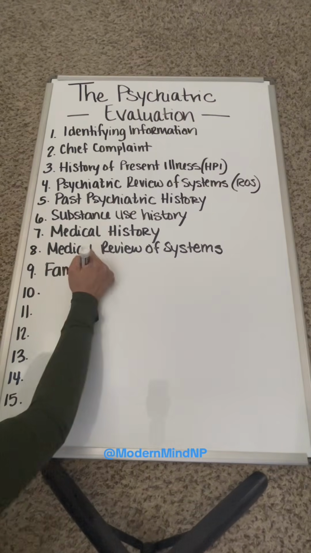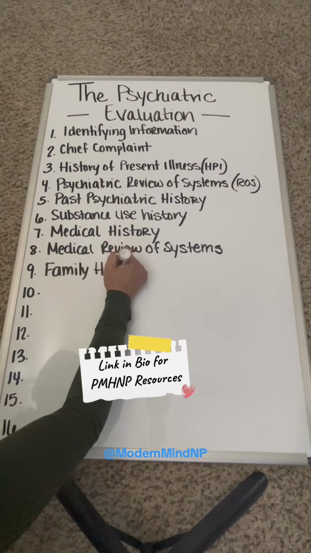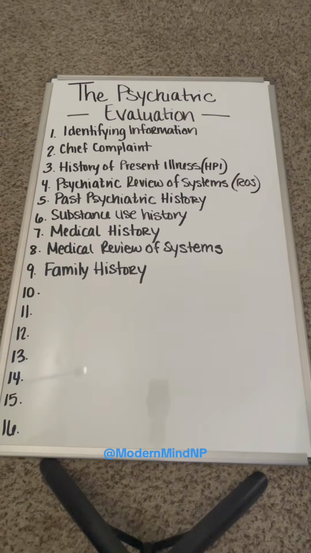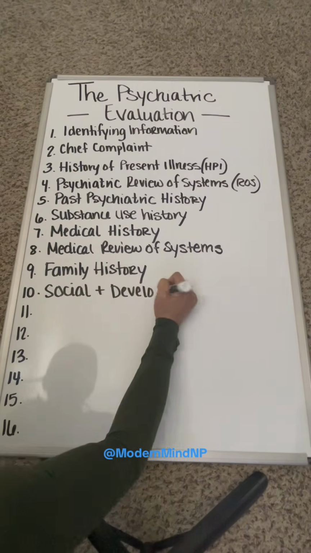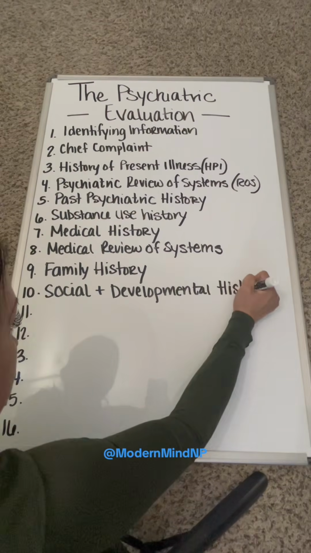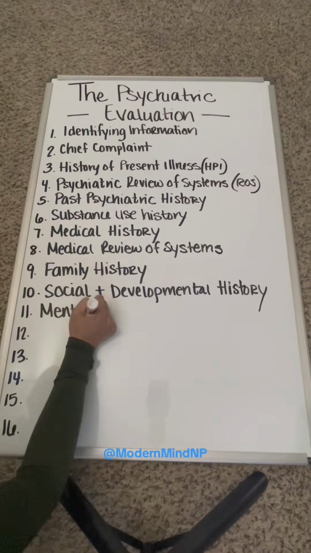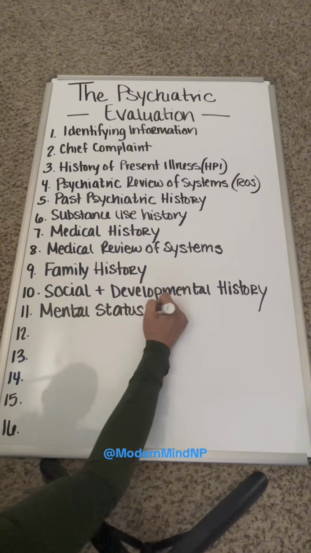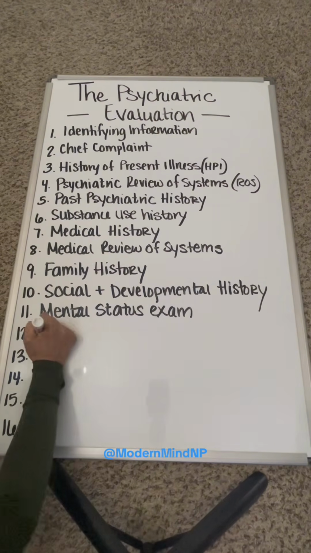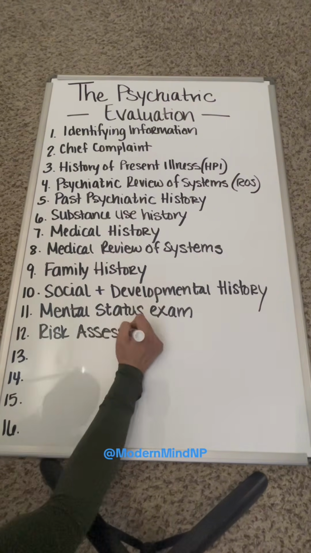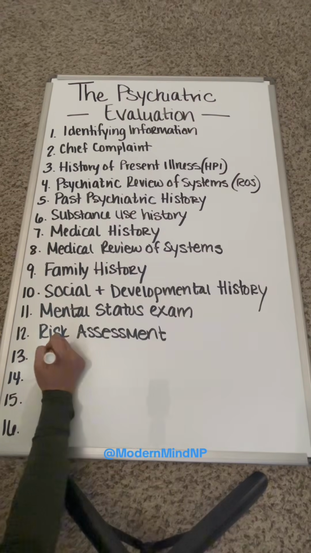Since there's a genetic component to some mental health disorders, we want to ask about their family history, if anybody in their family has mental health disorders or addiction. Into their social history, we want to find out if they're married, how their relationships are, if they have kids, current living situation, highest level of education, any legal issues, and if they had any developmental delays when they were growing up.